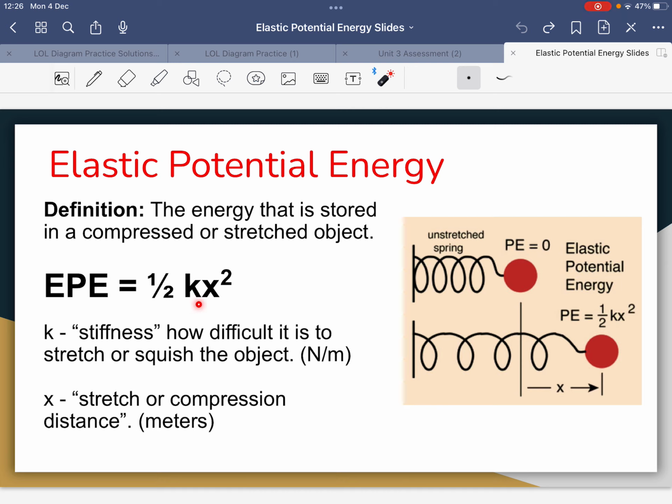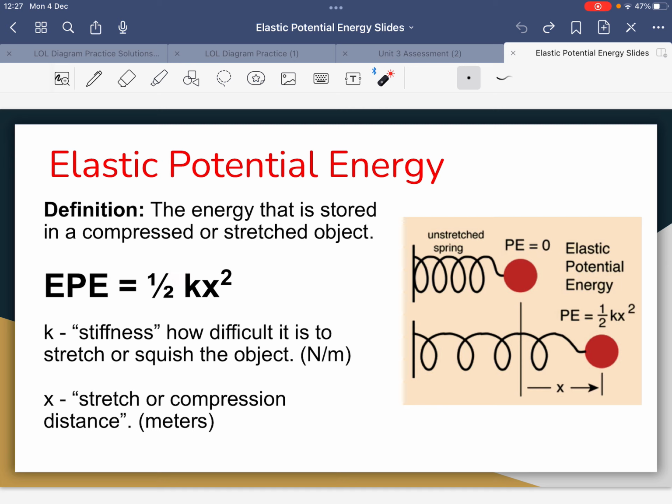We need to talk about what this K and what this X really mean, right? So the K is basically a measurement of the stiffness of the spring. And this could also be a rubber band. This is basically a measurement of how difficult it is to stretch or to squish the object, right? For example, there are different kinds of rubber bands. Maybe you've been at the grocery store, where sometimes they have these really heavy duty rubber bands that are used to hold broccoli or something like that together, right? If it's really hard to stretch, the K value would be really big, right?